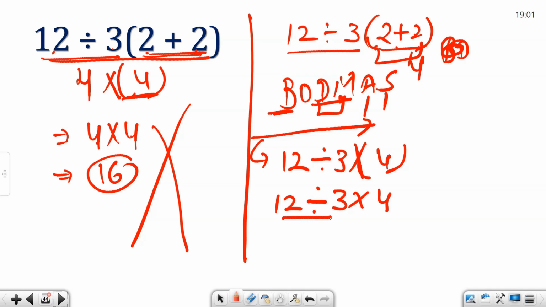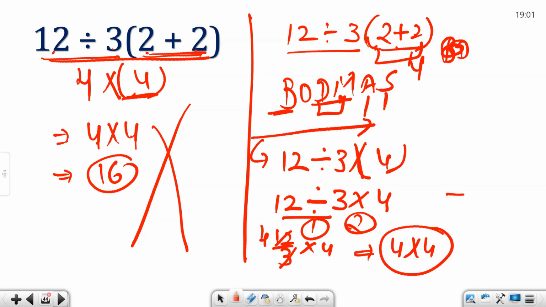Now, first we'll solve the division, first step, then the second part is multiplication. So 12 divided by 3, then times 4. 12 divided by 3 is 4, and now, for the further solution, 4 times 4 is 16. This is the correct answer.